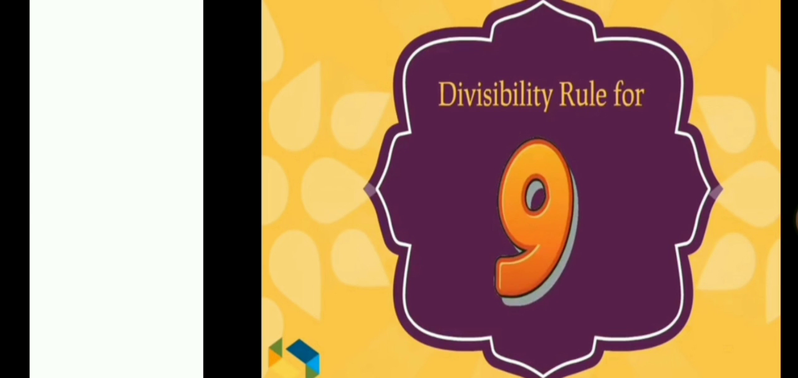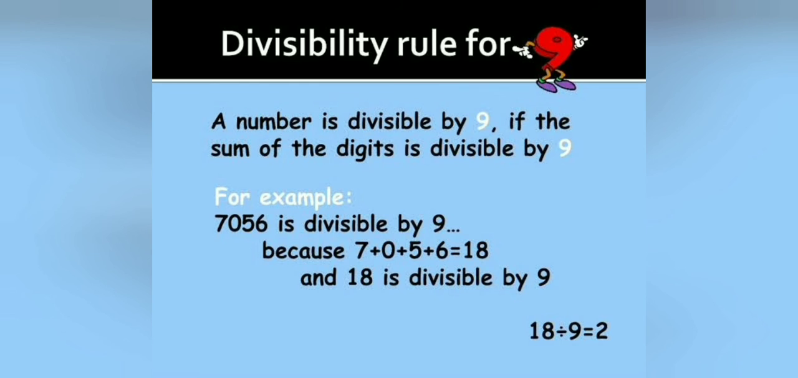Now move on to the divisibility rule for 9. The divisibility rule for 9 is, if you sum up all the digits of the number, you will get one number, right? So that number should be divisible by 9. That is the divisibility rule for 9. So it is the same as the divisibility rule for 3.